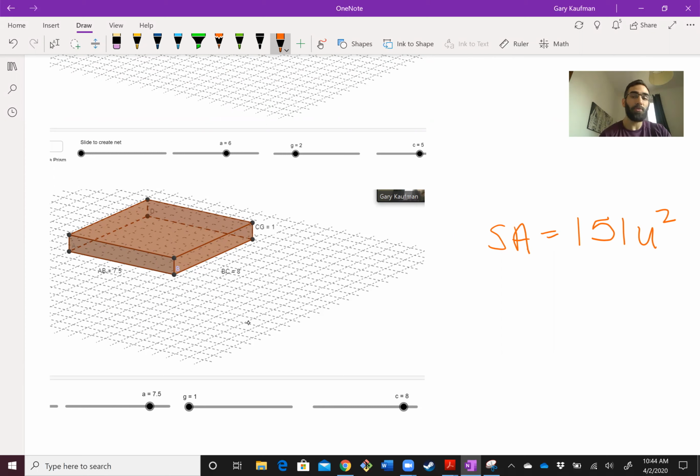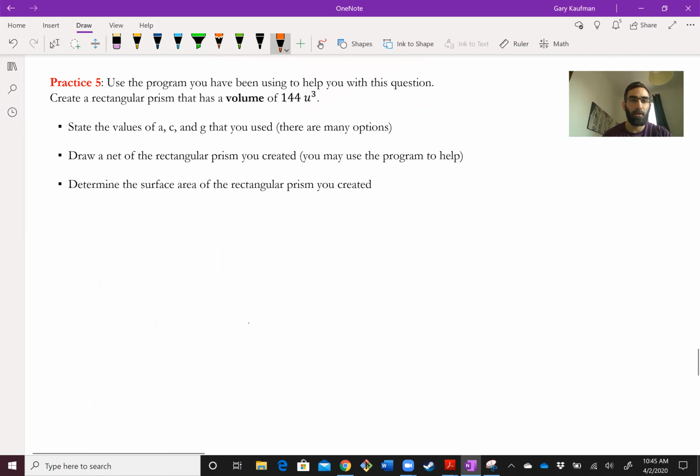And the same goes true. Having the same surface area doesn't mean we have the same volume. Okay, so now I have the next practice problem that, again, I want you to be spending about 15 minutes on. So your goal is to create a rectangular prism that has 144 units cubed. Maybe you might only need 10 to 12 minutes because we just did one problem. You might feel a little more confident. So go ahead.